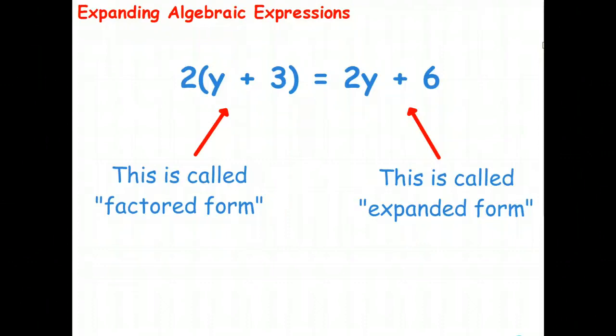Okay, now when we're changing from this form, which is called the factored form, to this form, which is called the expanded form, that's called expanding. So we're basically expanding and removing the brackets. Later in the chapter, we'll go back the other way. We'll start with that, and we'll write it back into factored form, and that's called factorizing. So we expand when we go from this form to this form, and we factorize when we go from that form to that form.